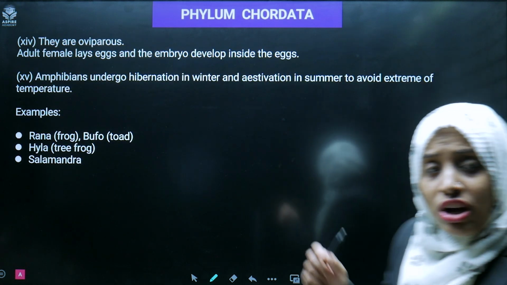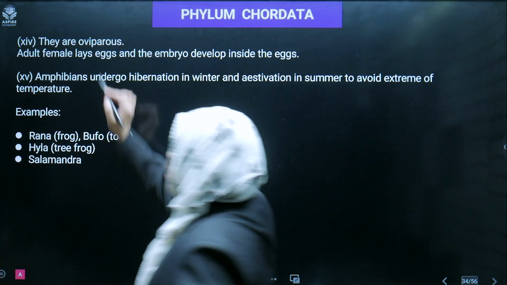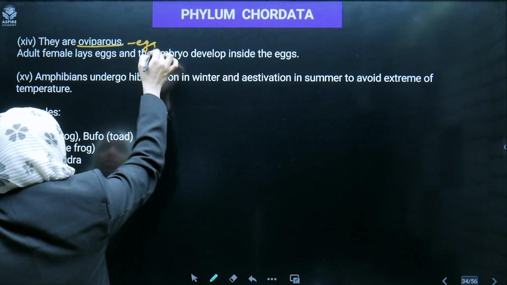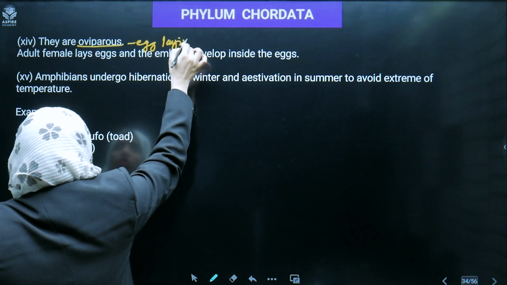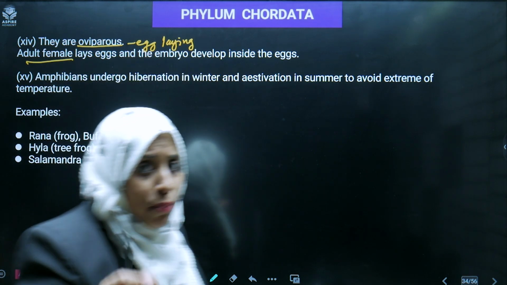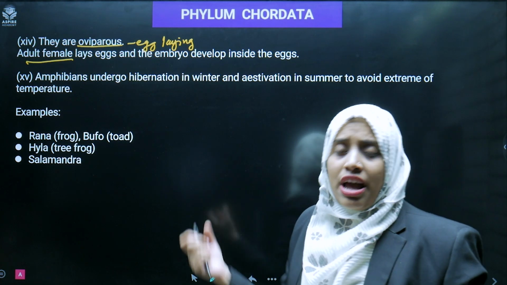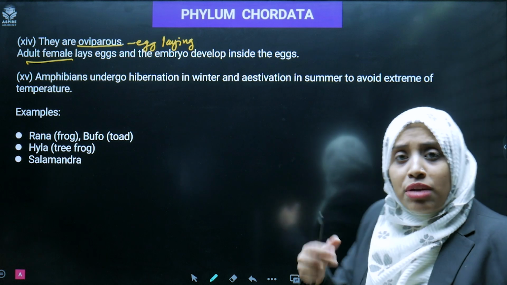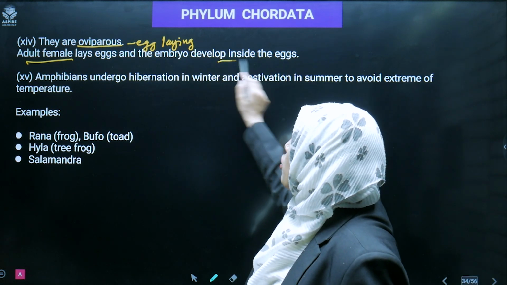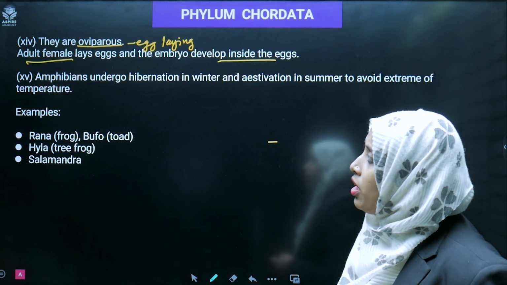Now, they are again amphibians. Amphibians are oviparous, that means they are egg laying organisms. Adult females lay eggs and the embryo develops inside the egg. And finally, when the egg is hatched, the organism, the frog tadpole, gets released. So they are oviparous.